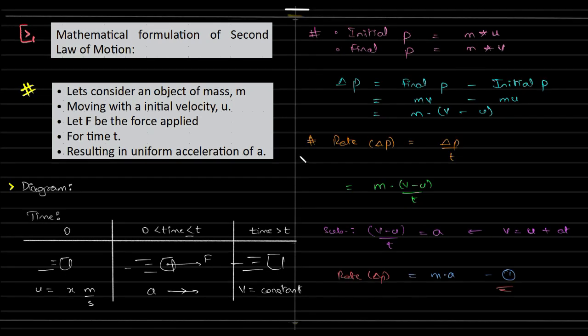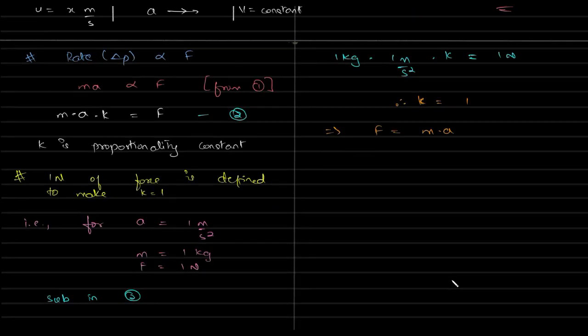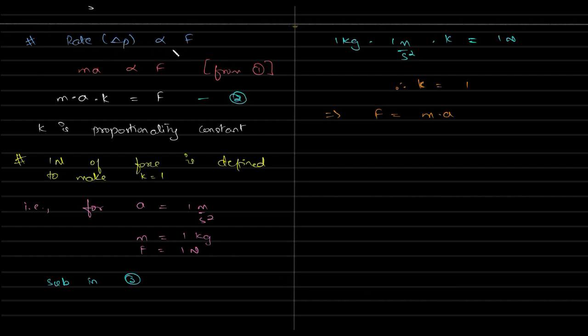Again, initially we need to talk about the initial condition and draw the respective diagram. Then we need to get an expression for rate of change in momentum. For that we need to talk about change in momentum, which is subtracting initial momentum from final momentum. At the end of it, we got rate of change in momentum to be mass into acceleration. But rate of change in momentum is proportional to force, as per the description explained in the second law of motion.